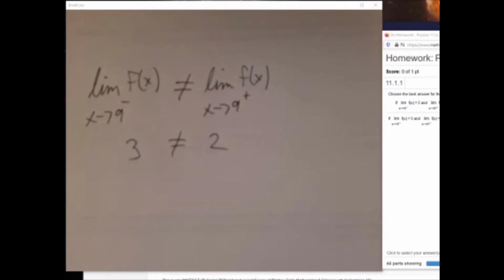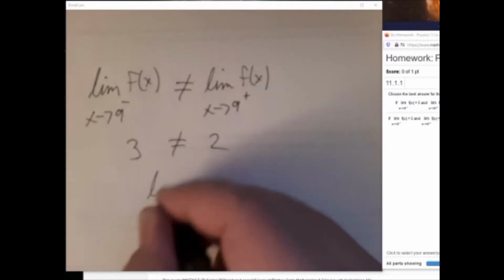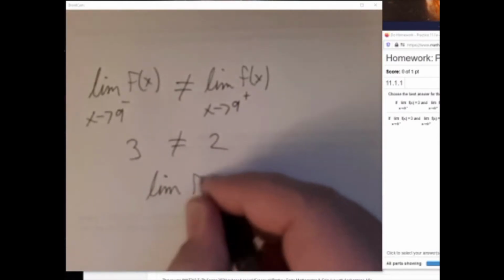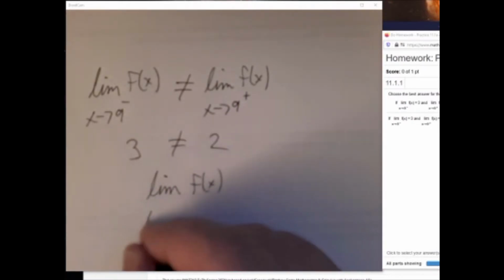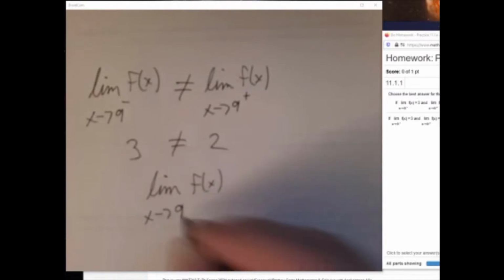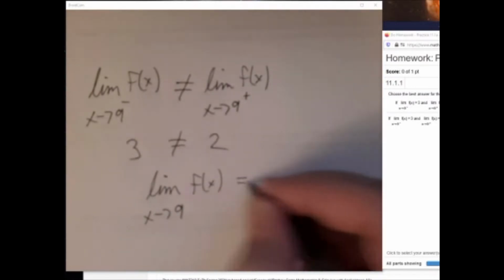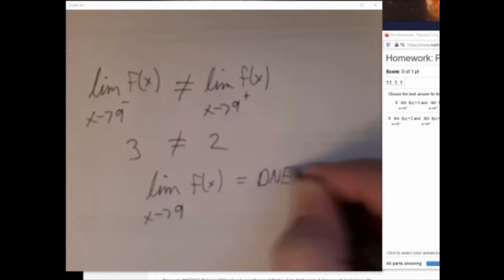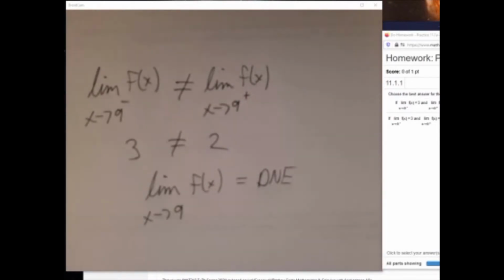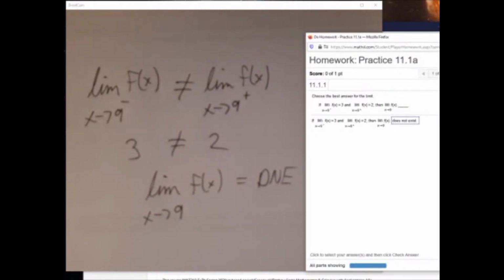And if the left and right don't equal, then we say that the two-sided limit, so remember the two-sided limit has no superscript, doesn't exist. And that's what we would have then for our first answer here.